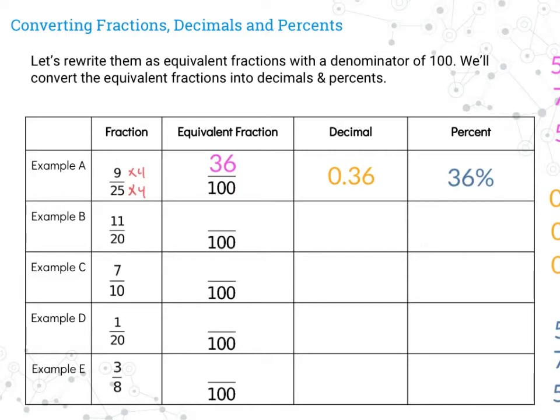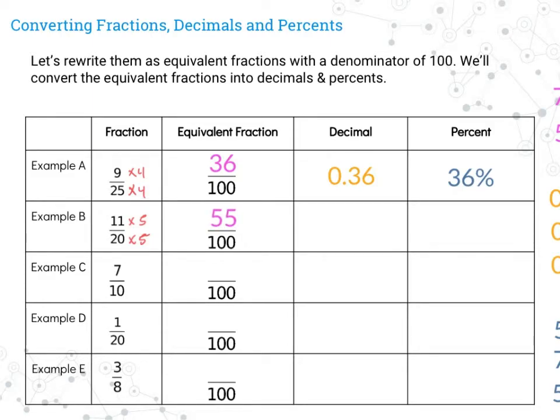So the second one, I've got 11 out of 20. So again, I'm going to figure out how do I get from 20 to 100. And I know that if I multiply 20 by 5, then I'm going to get to 100. So 20 times 5 is 100. So I'm going to do the same thing to 11. So 11 times 5 is going to give me 55. So I know it's going to be 55 out of 100.